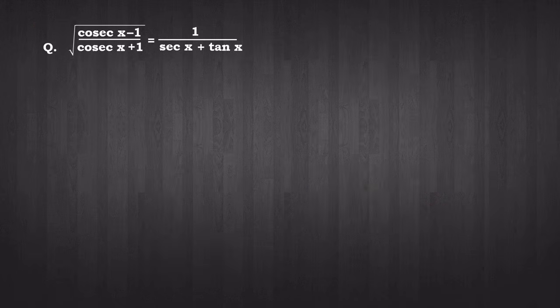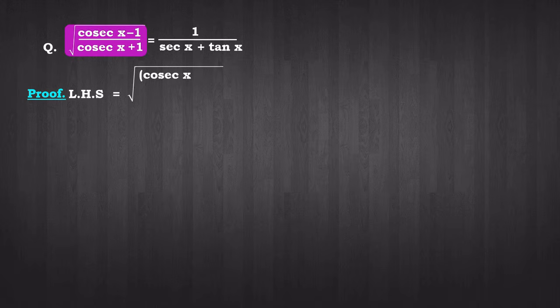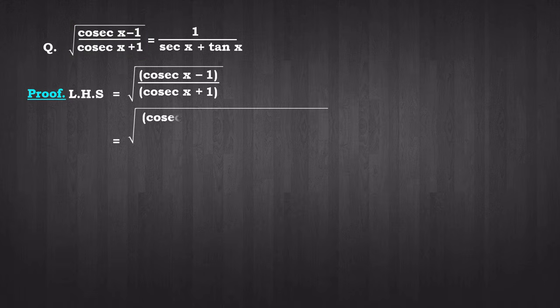Now, let us prove that square root of (cosecant x minus 1) divided by (cosecant x plus 1) is equal to 1 divided by (secant x plus tangent x). Let us start with the left-hand side. Multiply the fraction inside the square root by (cosecant x minus 1) divided by (cosecant x minus 1). The expression becomes square root of (cosecant x minus 1) the whole squared, divided by cosecant squared x minus 1.